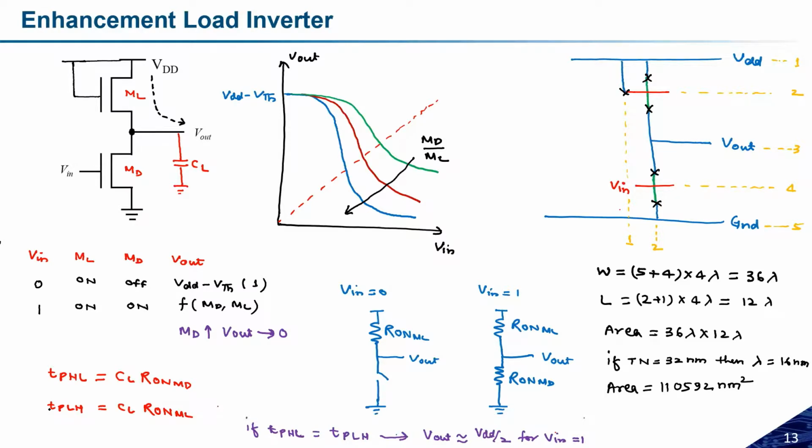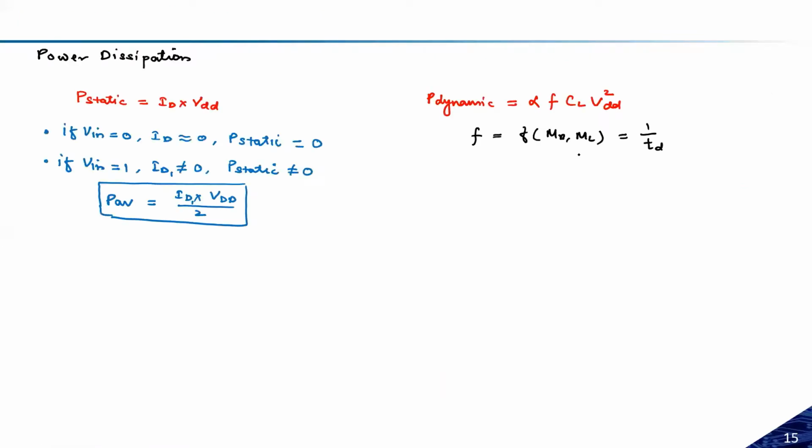If both the transistors are equal, in that case, TPLH and TPHL will be equal, so the frequency will be that one. But yes, as you told, this is correct. The maximum delay will be considered to calculate the operating frequency of the circuit, right? You got the answer? Yes, sir. Okay, fine. So this frequency is a function of either MD or ML, whichever is larger, that will decide the value of TPHL and TPLH, and that will decide the delay, and based on that we can calculate.